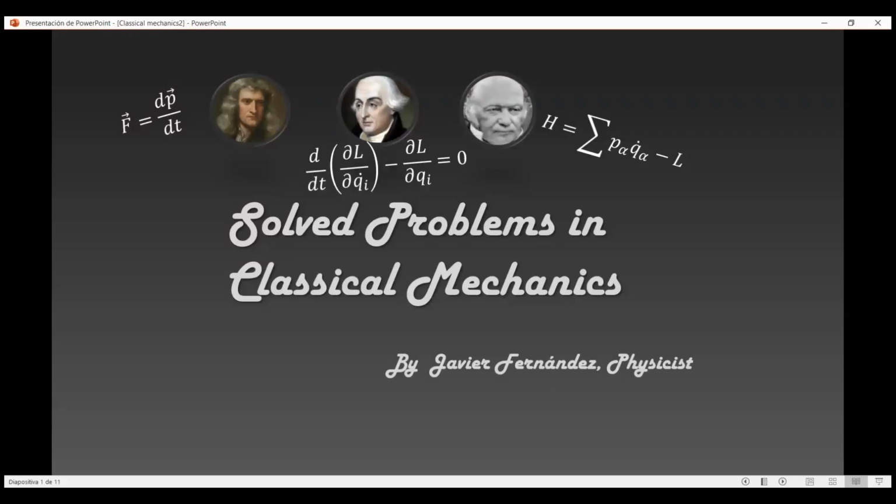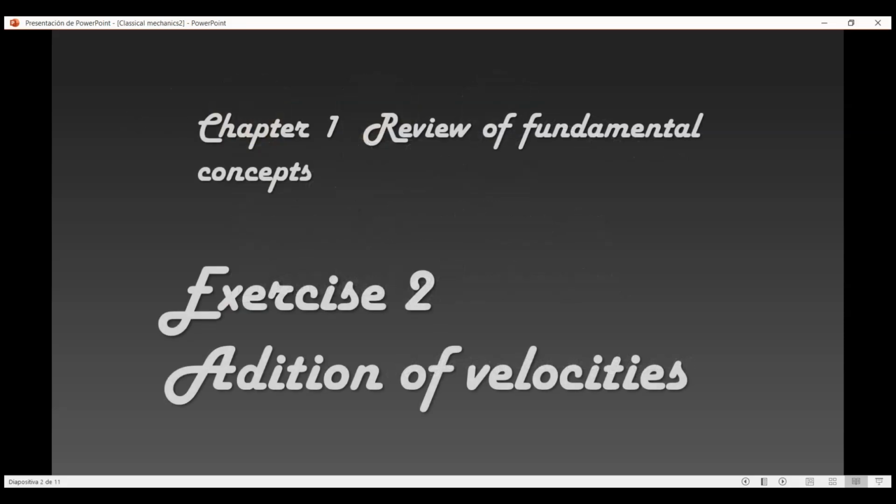Today I would like to bring you another problem in classical mechanics. This course is meant for undergraduate students getting a bachelor degree in physics, engineering or math. And we continue reviewing some fundamental concepts in mechanics like acceleration. Today I would like to bring you something about velocity, more precisely addition of velocities.